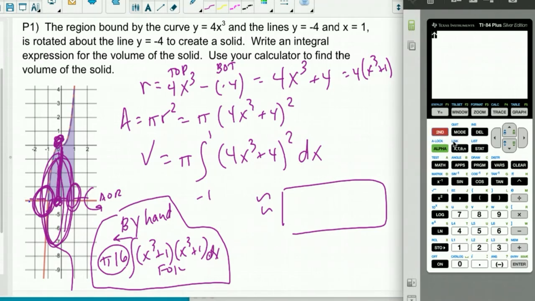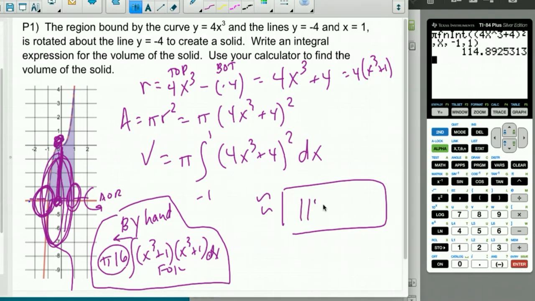So instead, I'm going to go ahead and do second pi, math 9. And here again, I have a pretty straightforward function, so I'm just going to put it in as is. So that's 4x to the third plus 4, oh, sorry, just plus 4, my bad. Quantity squared, so 4x cubed plus 4, quantity squared, comma, with respect to x, from negative 1 to 1. And enter. All right, and there we get 114.892 or 3, depending on if you round or truncate.